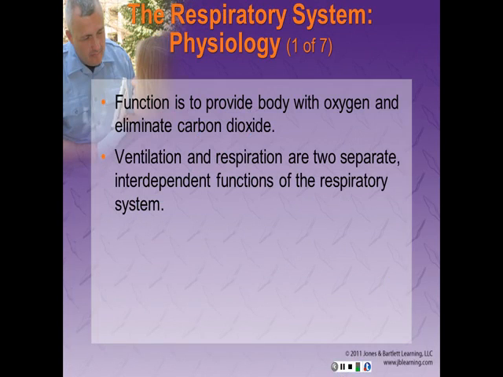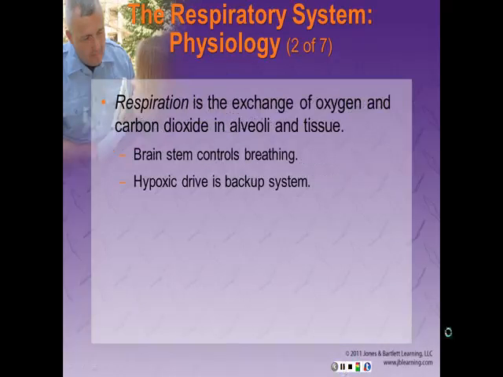The respiratory system physiology. The respiratory system's function is to provide the body with oxygen and eliminate carbon dioxide. Ventilation and respiration are two separate interdependent functions of the respiratory system. Respiration is the exchange of oxygen and carbon dioxide in the alveoli and in tissues of the body. Diffusion is the passive process in which oxygen molecules move from an area with a higher concentration of oxygen molecules to an area of lower concentration.